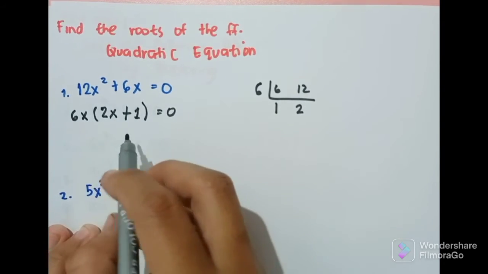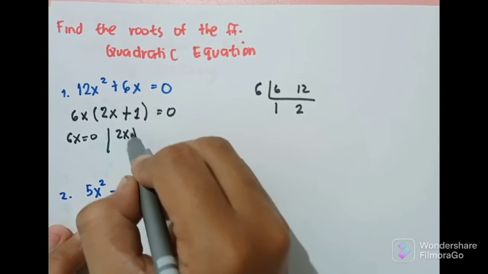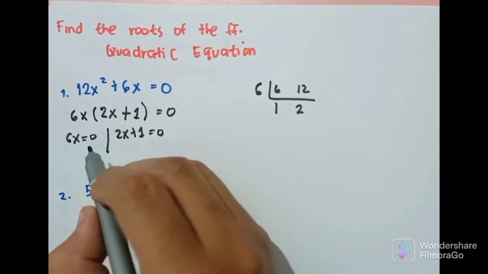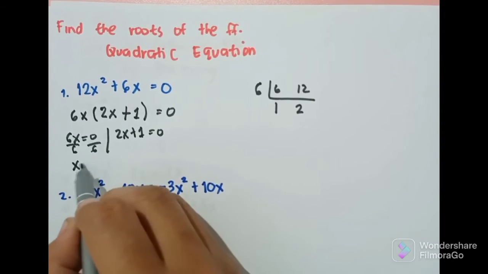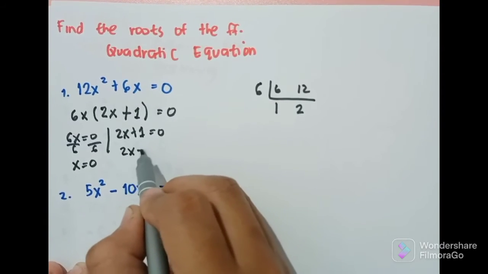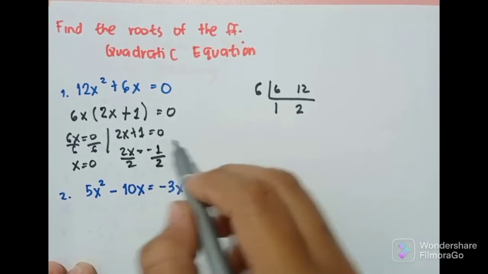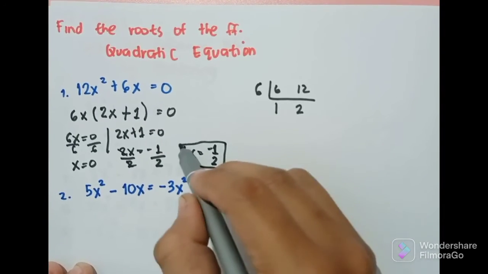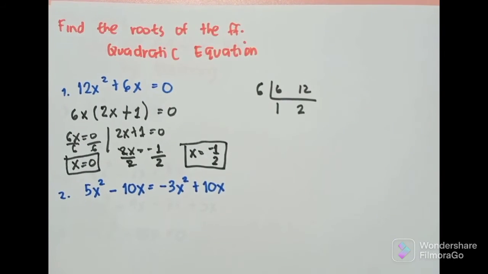So, gagawin natin, magiging 6x is equal to 0. So, 2x plus 1 is equal to 0. Then, let us perform. So, itong part na to, since naka-equate na siya kay 0, wala naman tayong lilipat. So, divide natin both sides by 6. So, therefore, x is equal to 0. Sa kabila, lipat natin sa 1, magiging 2x is equal to positive. Pag nilipat, magiging negative 1. Then, divide by 2. So, therefore, x is equal to negative 1/2. So, ang value natin ay x is 0 and x is equal to negative 1/2.